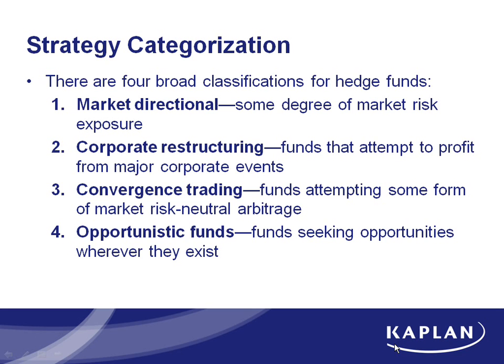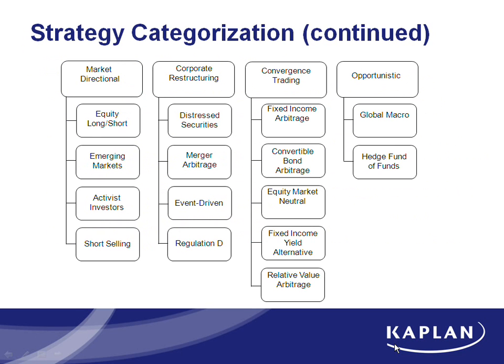Opportunistic funds seeking opportunities wherever they exist. So this is a very general term. So in KAIA, fund of funds falls into this category. It's a very broad term. We won't go through that here. So these are the map of different strategies. So opportunistic also includes global macro.